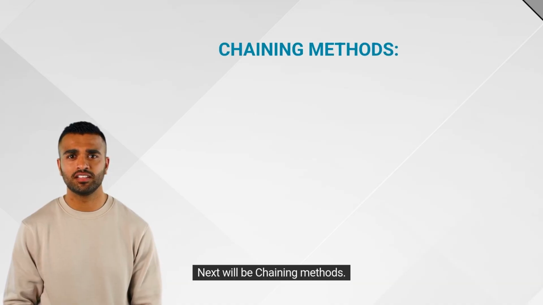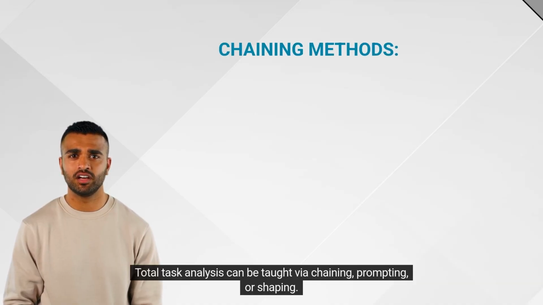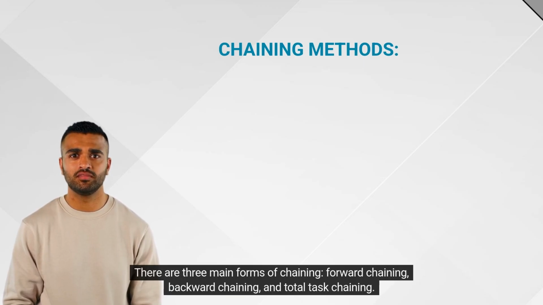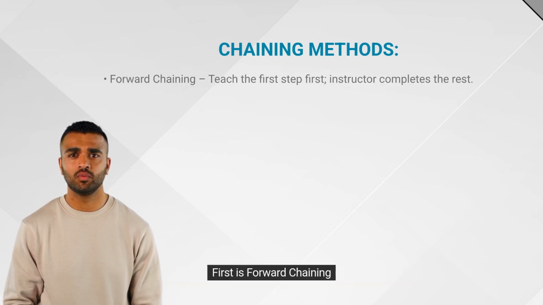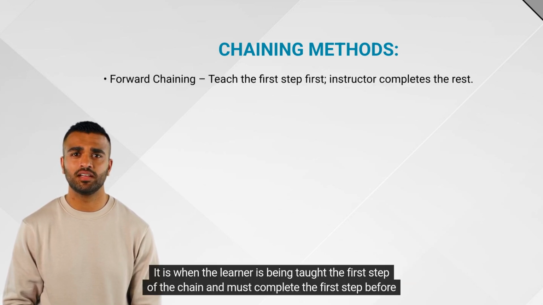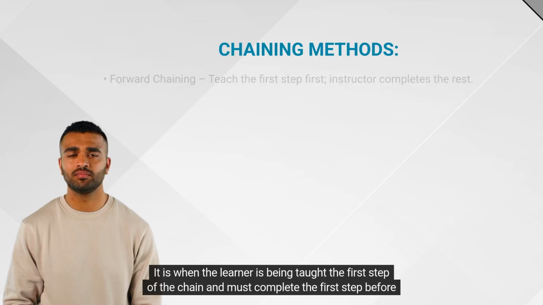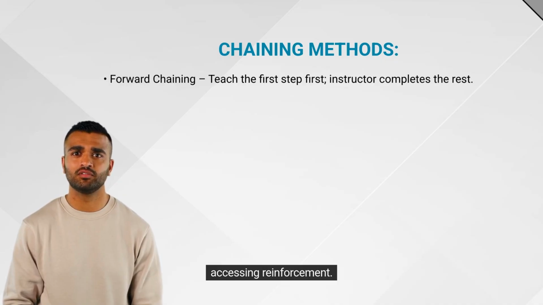Next will be chaining methods. Total task analysis can be taught via chaining, prompting, or shaping. There are 3 main forms of chaining: forward chaining, backward chaining, and total task chaining. First is forward chaining. It is when the learner is being taught the first step of the chain and must complete the first step before accessing reinforcement.